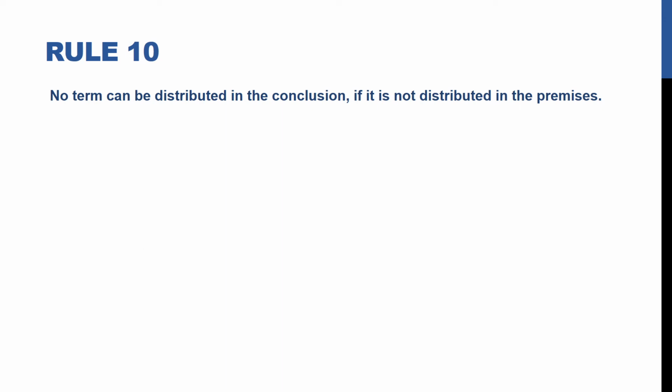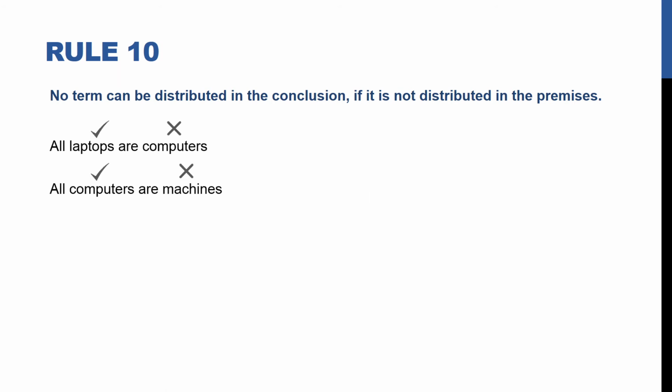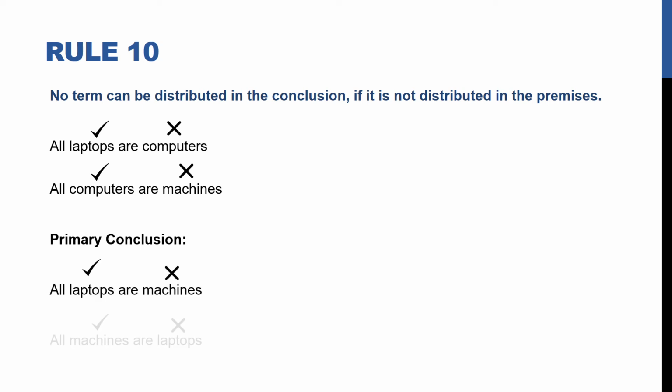And that brings us to the 10th and the final rule. That is, no term can be distributed in the conclusion if it is not distributed in the premises. Example, all laptops are computers and all computers are machines. The primary conclusion is all laptops are machines. Now this cannot be all machines are laptops. You can cross-verify this rule with any of the previously discussed rules and it will make absolute sense.